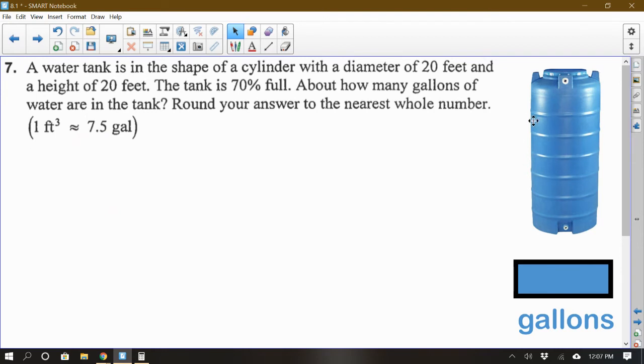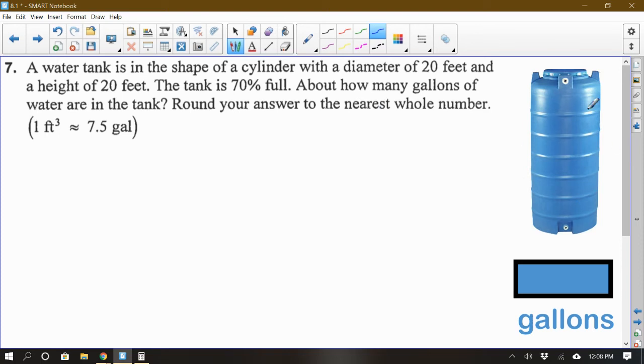Okay, we've got this big water tank. It's the shape of a cylinder with a diameter of 20 feet, a height of 20 feet. The tank is 70% full. About how many gallons of water are in the tank? Round our answer to the nearest whole number. Okay, so not to the nearest tenth. Okay, I guess we'll use blue for this one.